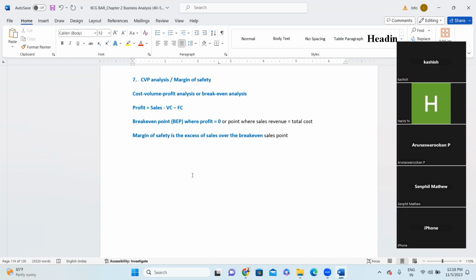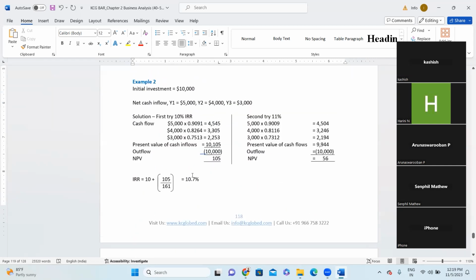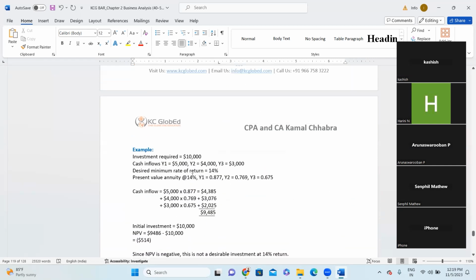What is the break-even point? When your sales and cost are equal. That means we are at zero profit, right? Margin of safety is the point over and above the break-even point. All the profit you are earning over the break-even point is called margin of safety, right? These are the 7 techniques which we have, right?